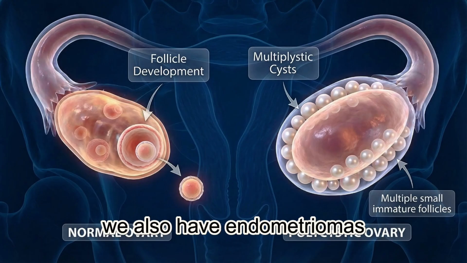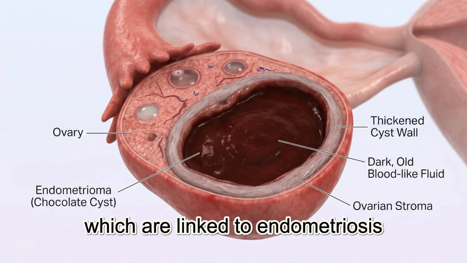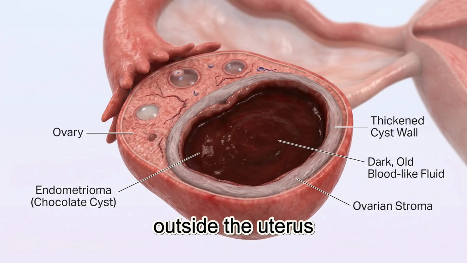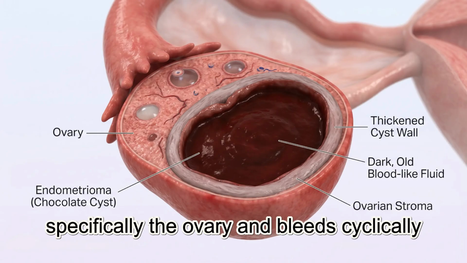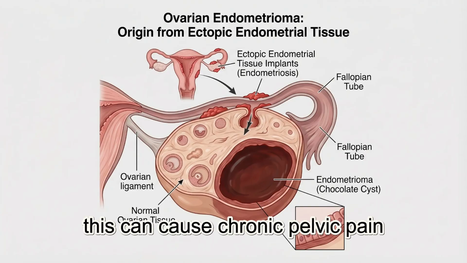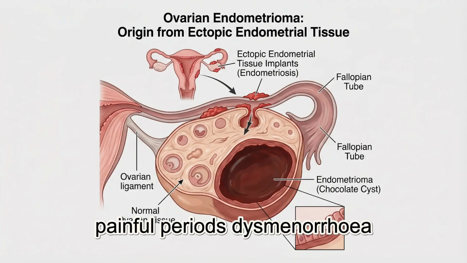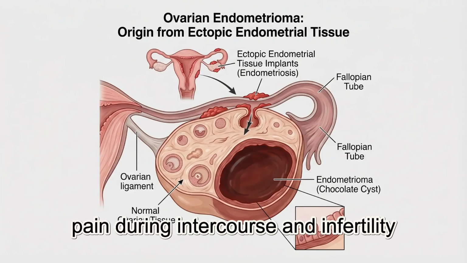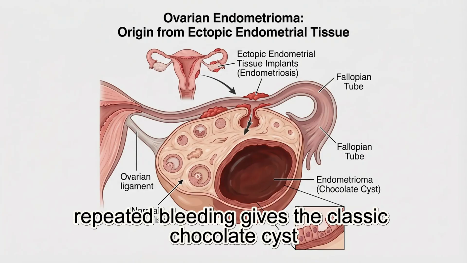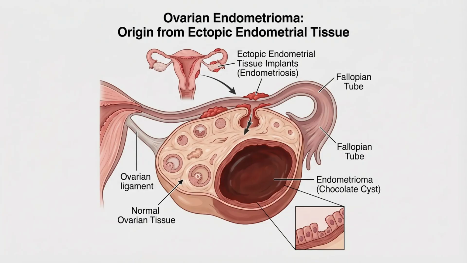We also have endometriomas, which are linked to endometriosis. This is when endometrial tissue grows outside the uterus, specifically the ovary, and bleeds cyclically, causing blood to collect in the ovary. This can cause chronic pelvic pain, painful periods, dysmenorrhea, pain during intercourse, and infertility. Repeated bleeding gives the classic chocolate cyst.